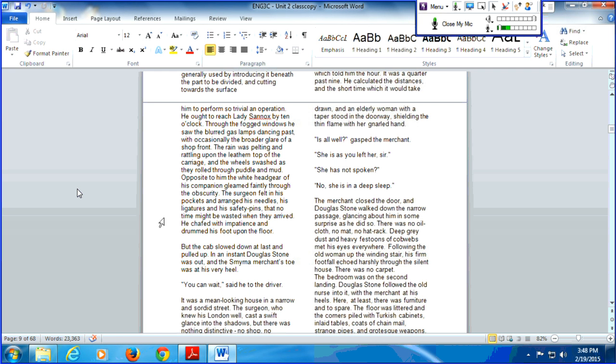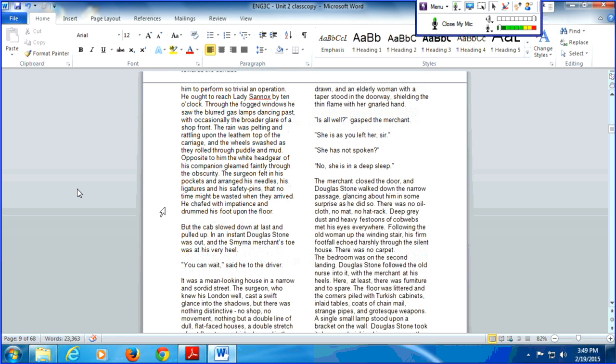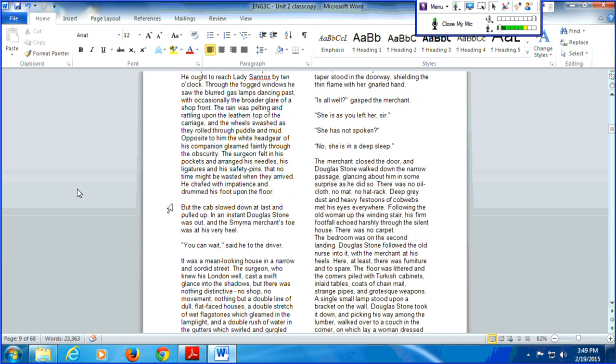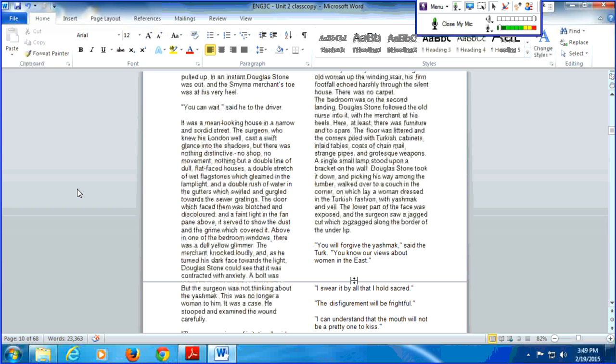The merchant closed the door, and Douglas Stone walked down the narrow passage, glancing around him in some surprise as he did so. There was no oilcloth, no mat, no hat rack. Deep gray dust and heavy festoons of cobwebs met his eyes everywhere. Following the old woman up the winding stair, his firm footfalls echoed harshly through the silent house. There was no carpet. The bedroom was on the second floor landing. Douglas Stone followed the old nurse into it, with the merchant at his heels. Here, at least, there was furniture, and to spare. The floor was littered and every corner piled with Turkish cabinets, inlaid tables, quilted chainmail, strange pipes, and grotesque weapons. A single small lamp stood upon a bracket in the wall.